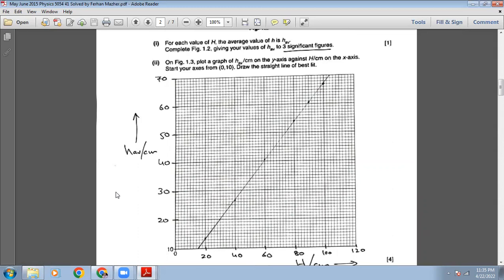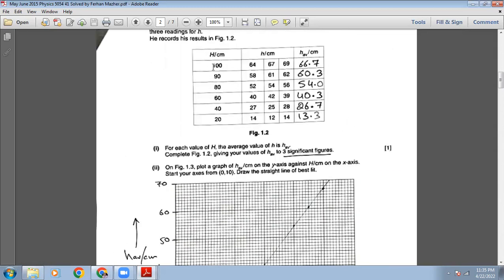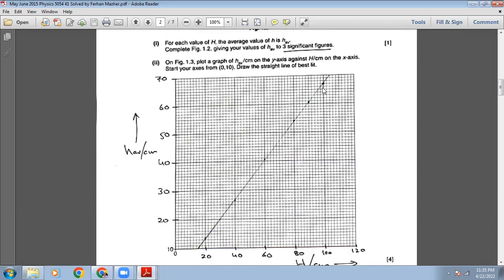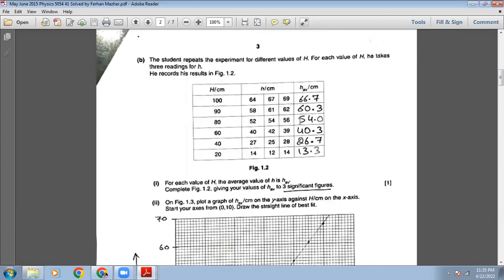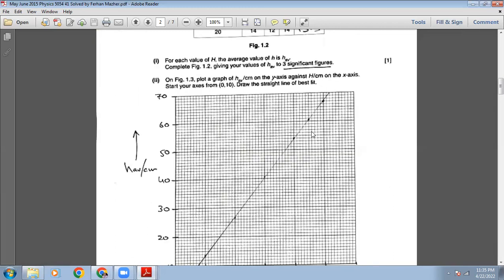Okay. So then I will plot these points. At 100, it is 66.7, so I will plot this point. And at 90, it is 60.3, so I will point this. 60.3, I cannot plot exactly. I will plot between 60 and 61, and between that I will put a dot.